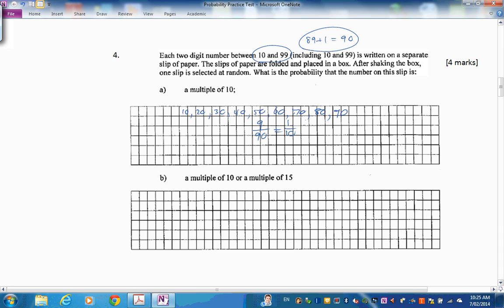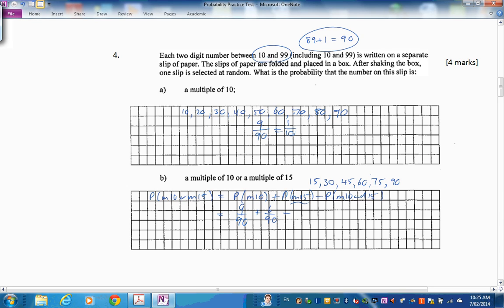A multiple of 10 or a multiple of 15. The probability of a multiple of 10 or a multiple of 15 is the probability of a multiple of 10, plus the probability of a multiple of 15, minus any that both occurred together, 10 and 15. So how many multiples of 10? 9 out of 90. Multiples of 15, what are they? 15, 30, 45, 60, 75, 90. So there are 6 multiples of 15.